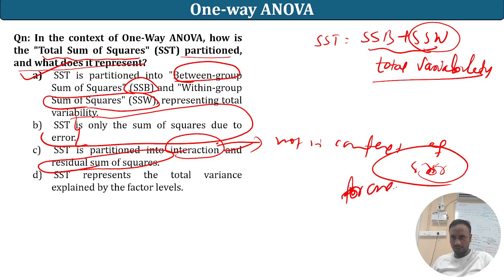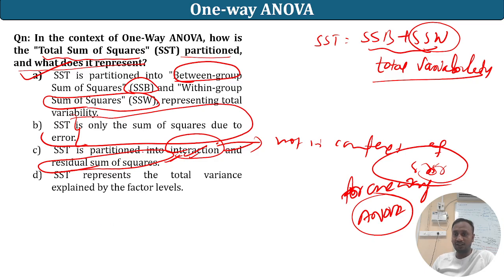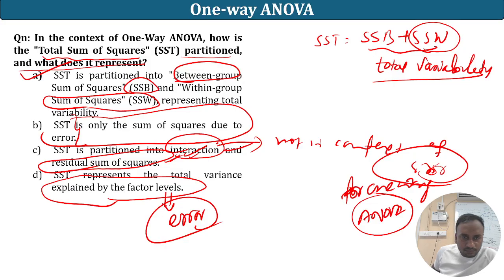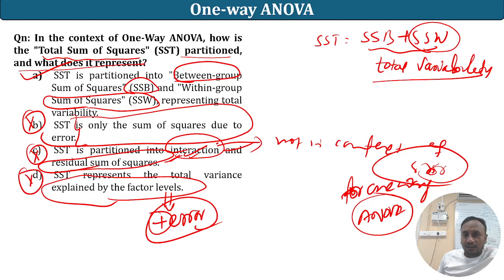This is for one-way ANOVA. If it is two-way ANOVA, then these terms will come into the picture. SST represents the total variance by the factor level? No, it's explained for all, between and within. It's not only the factor level. It's going to be factor plus error also. I think this is clear now. This can't be the answer. Is it clear?